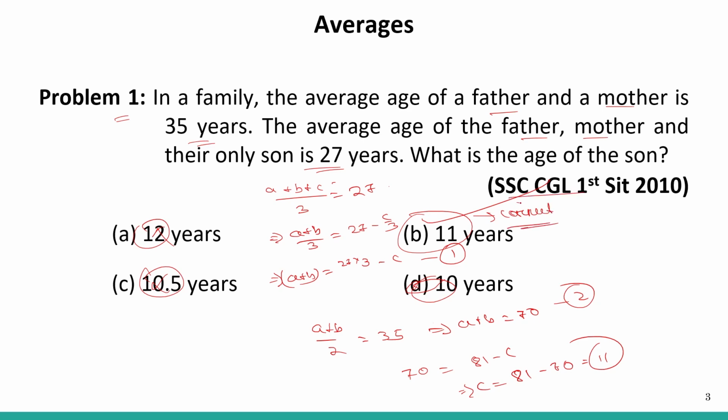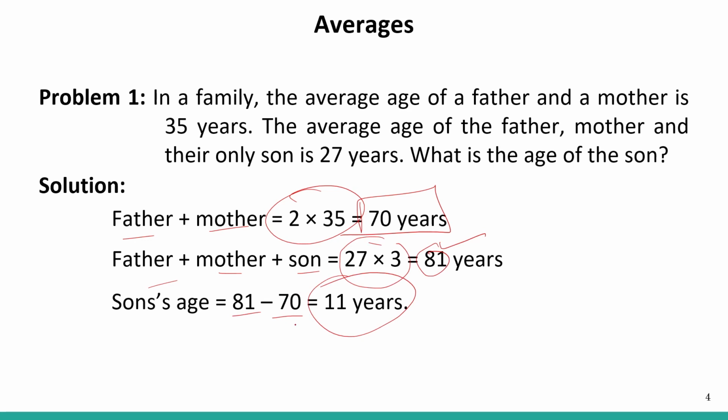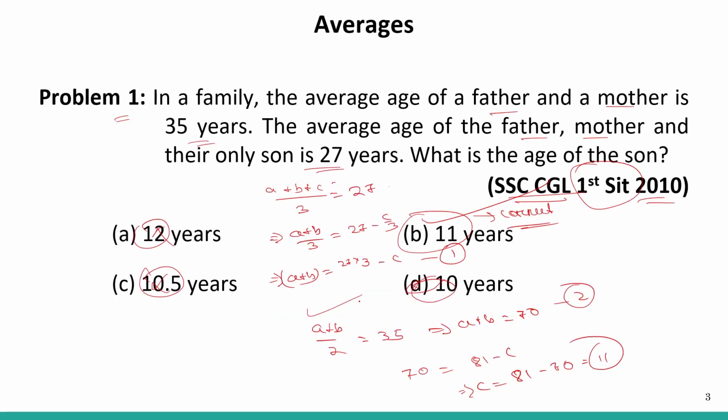So this question has been asked in the SSC CGL first sitting of 2010 paper. Let's go forward with the step-by-step solution. The father's age plus mother's age is equal to 2 into 35, which is 70 years. Father plus mother plus son's age will be 27 into 3, which is 81 years. So the son's age will be 81 minus 70, which is equal to 11 years. This is what we have also proved in mathematical terms. What we did was we converted this word problem to an algebraic equation, then we solved it for C and we got the final answer, that was 11.